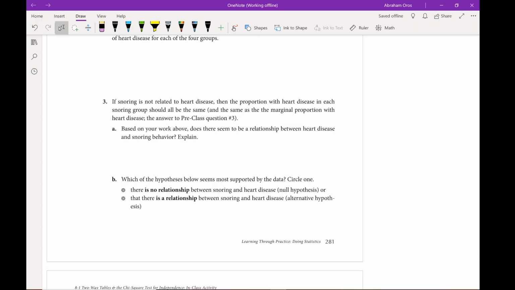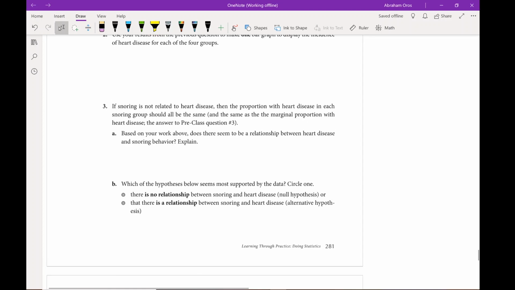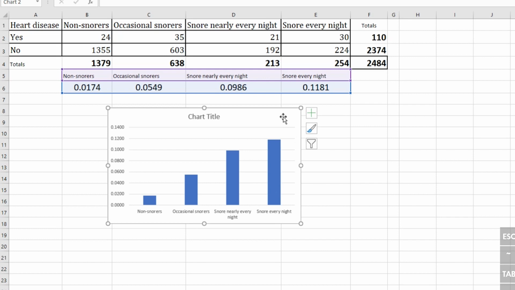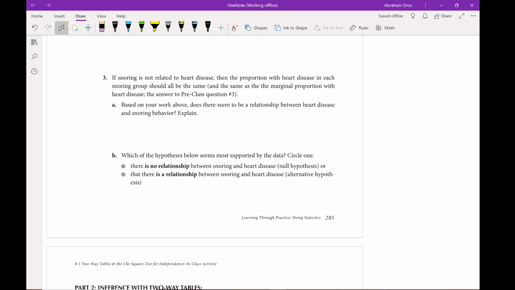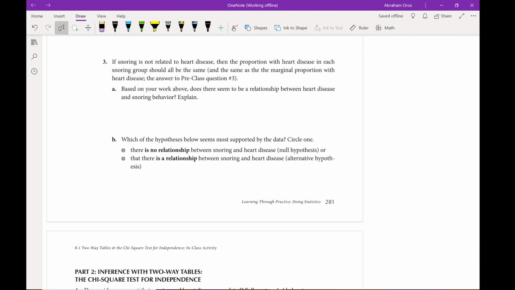Number 3, if snoring is not related to heart disease, then the proportion with heart disease in each snoring group should all be the same. Based on your work above, does there seem to be a relationship between heart disease and snoring behavior? Looking at this graph, they clearly don't look like they're all the same, so I would say it looks like there is a relationship. I can't tell if it's significant or not based on just looking at this, but certainly it looks like there's something going on. So in part B, which of the hypotheses below seem most supported by the data? I would say that there is a relationship.